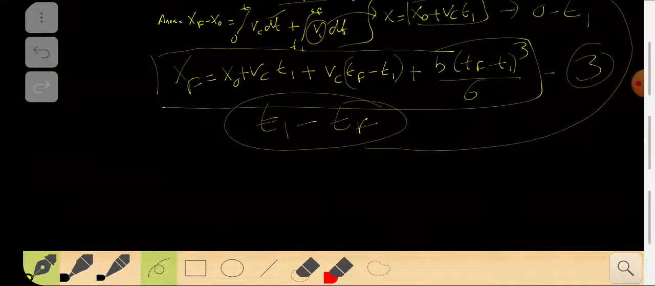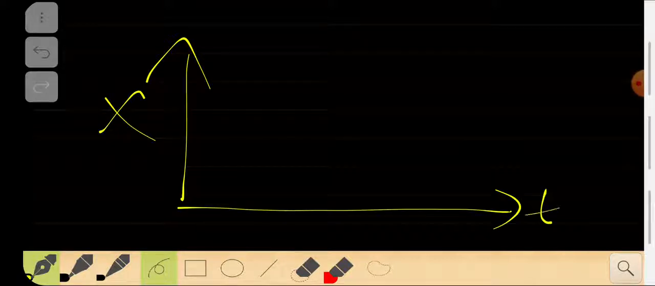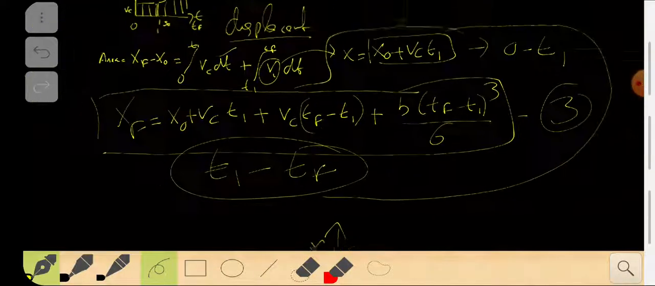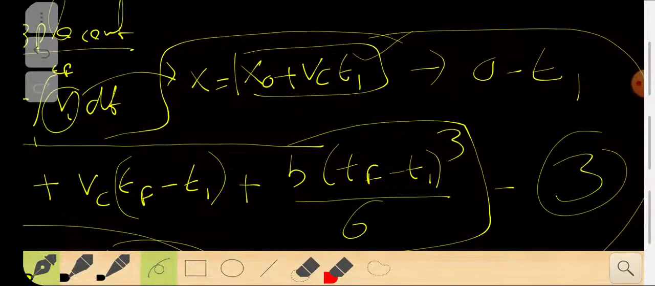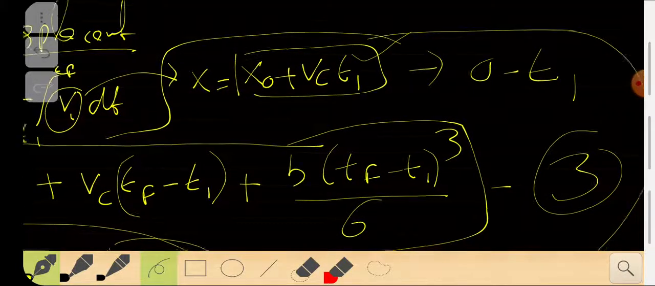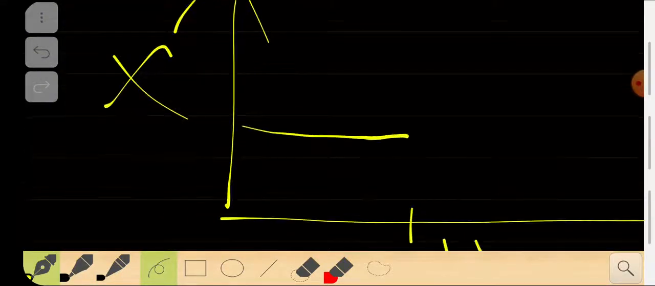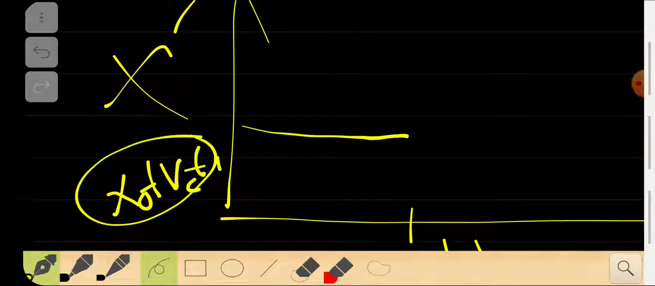Now what we have found is the equation, so we can plot the position versus time graph if you want. So the position versus time graph will look like, for the first second, x will be equal to x0 plus vc t1. So t1 is a constant, vc is a constant, x0 is a constant, so it will be a constant, right.